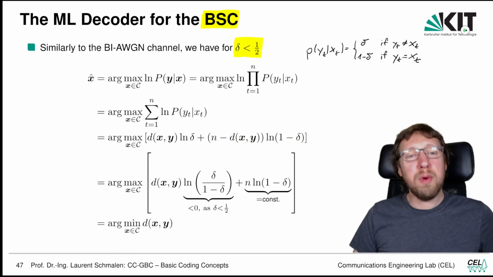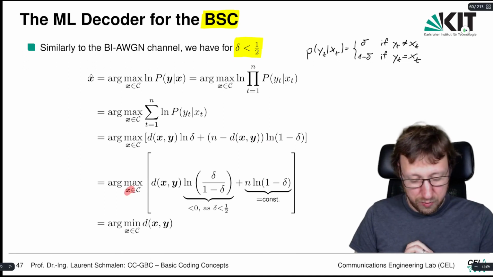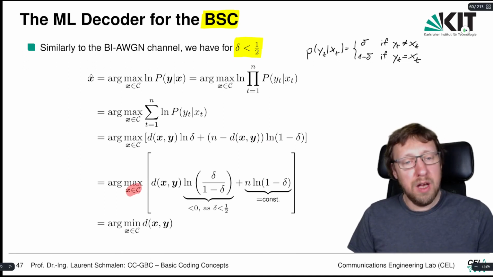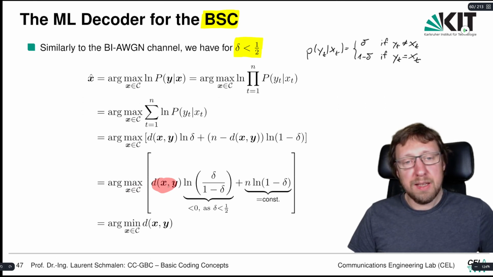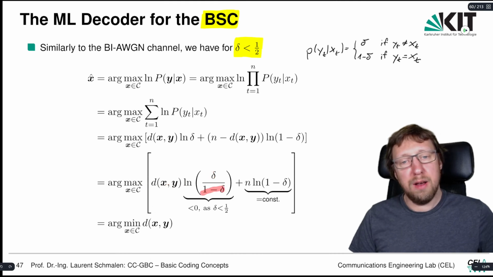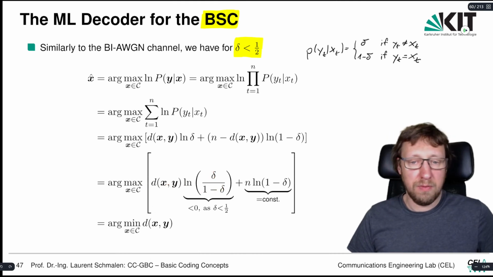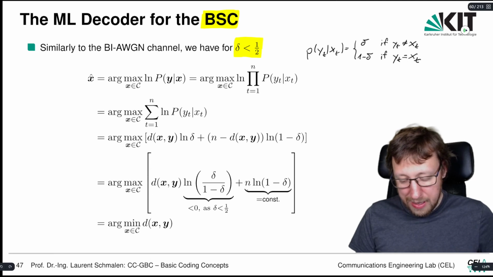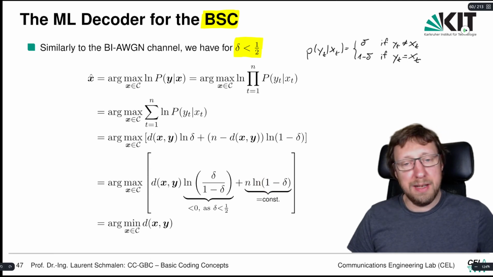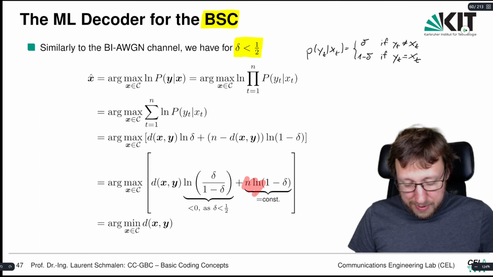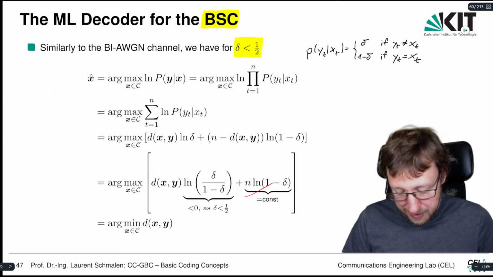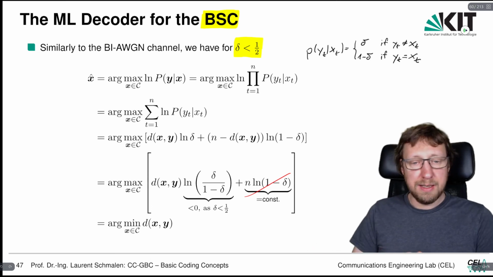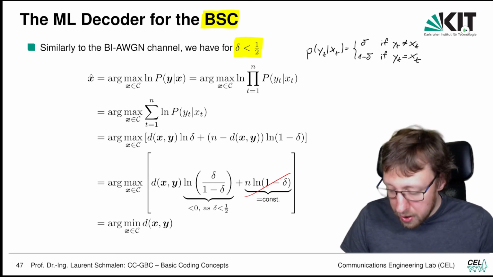So now we group everything that has x, because we maximize over x. So this is the distance between x and y times the logarithm of delta divided by 1 minus delta, plus a constant, which is n times log of 1 minus delta. So this is a constant, so we can remove it from the maximization. Doesn't change. And now we look closer at this term.